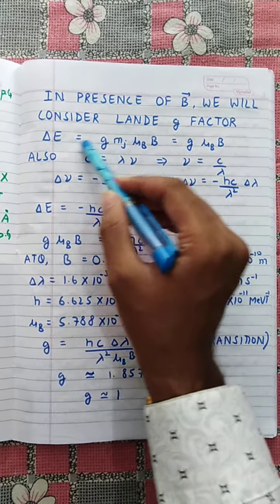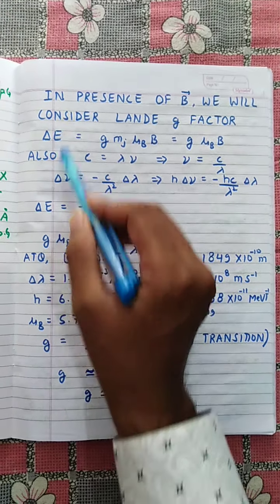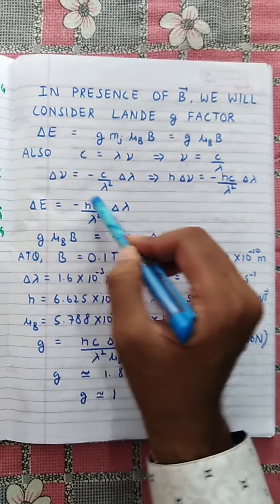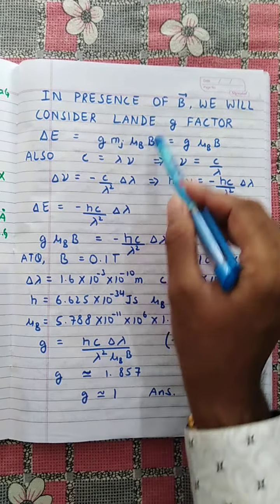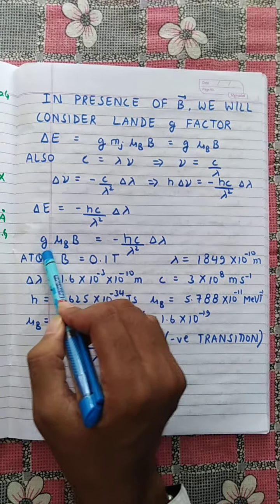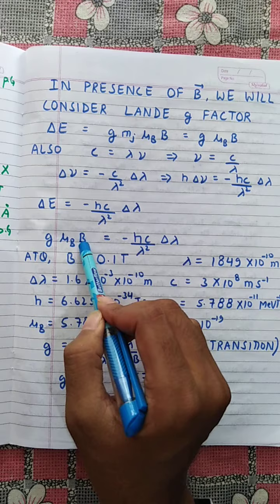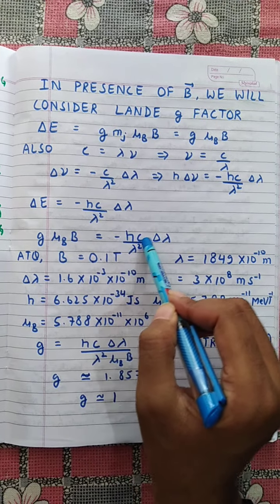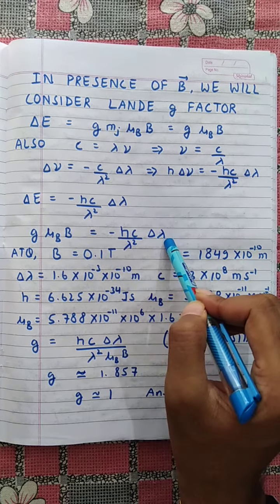Now as we can see, we have two expressions for the energy of splitting delta E. So we will equate these two expressions. We will obtain g times mu B into B is equal to minus hc by lambda squared delta lambda.